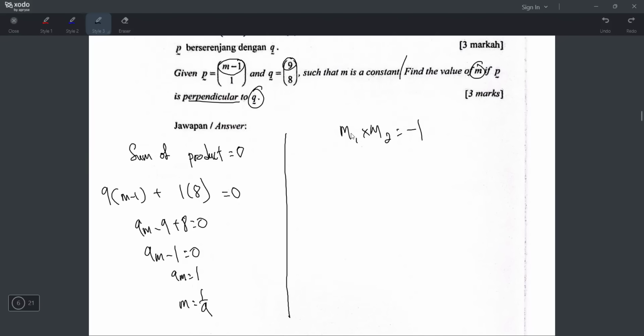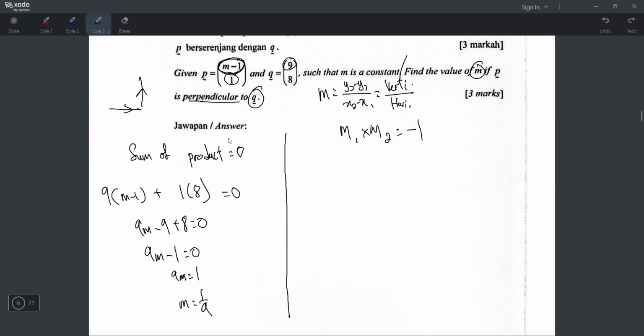So this method works because this one is the horizontal. This is the number before i, and this one is the number before j. So the direction is like this, like this. That is why you can actually find the gradient, because the gradient formula is y2 minus y1 over x2 minus x1, which also means you are taking the vertical distance divided by the horizontal distance, right? Because when you take y minus y, what you are actually finding is the vertical distance, right?